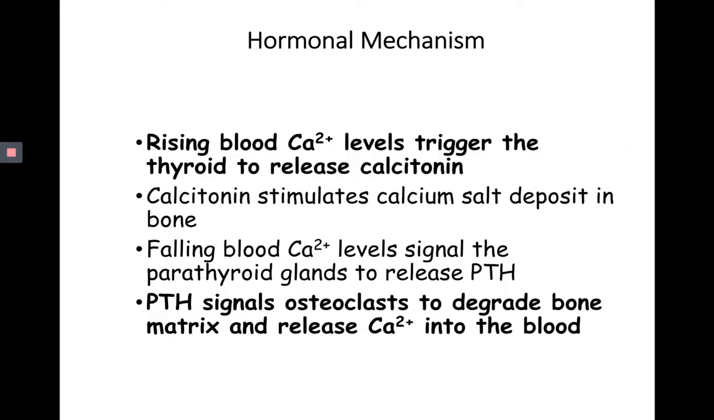Calcitonin would do the opposite of PTH, which is parathyroid hormone. So what we just looked at was rising blood calcium levels, and they would trigger calcitonin, which is the opposite of parathyroid hormone. And then PTH was triggered because of falling blood calcium levels, and that's what we saw in the last image.